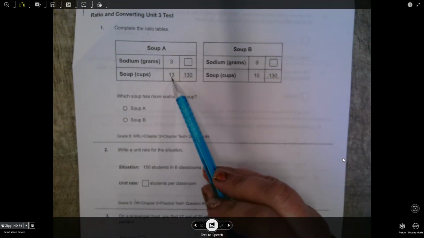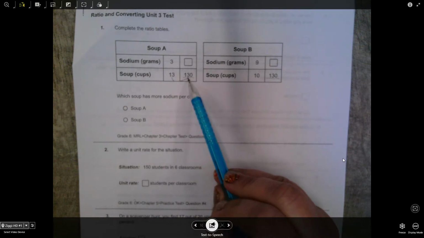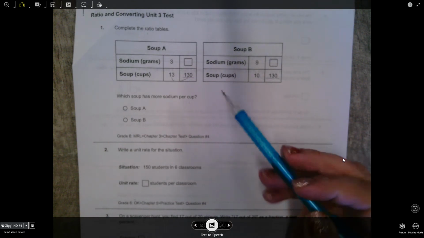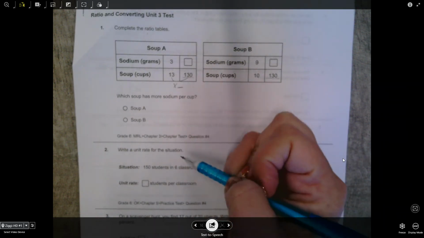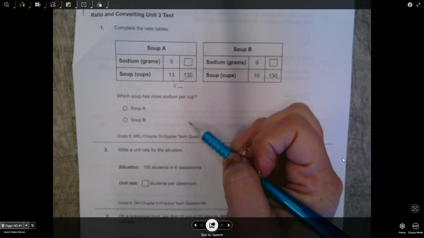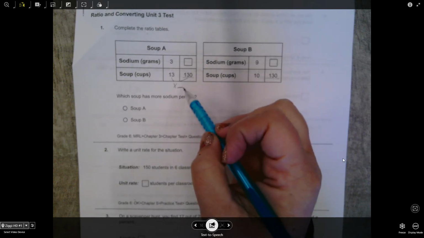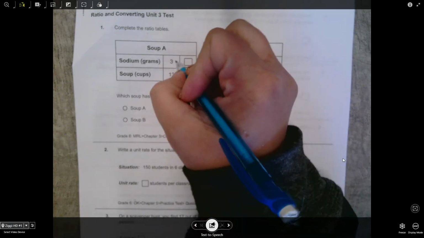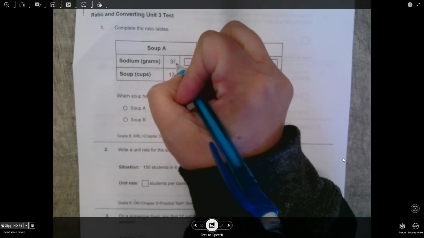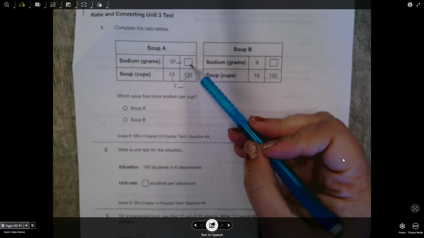So you have to ask yourself, what did they do to get from 13 to 130? Well, it's getting bigger, so you know they multiplied by what number? What did they multiply 13 by to get to 130? Whatever you do to the bottom, you have to do to the top, so you're going to multiply 3 by that same number to get this box.